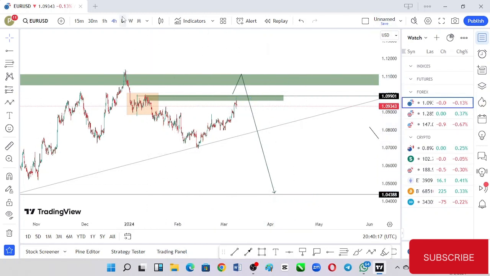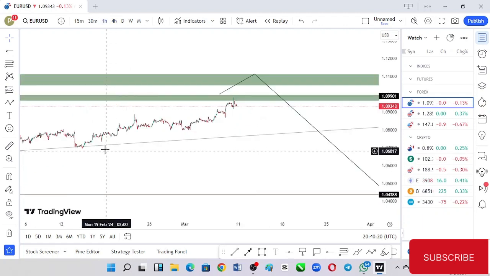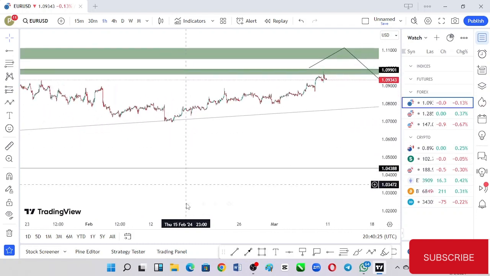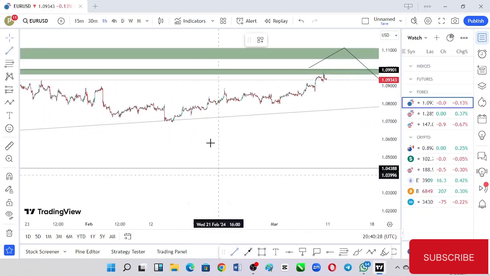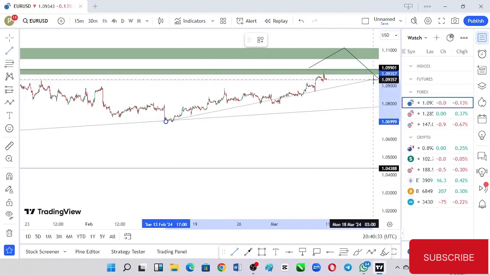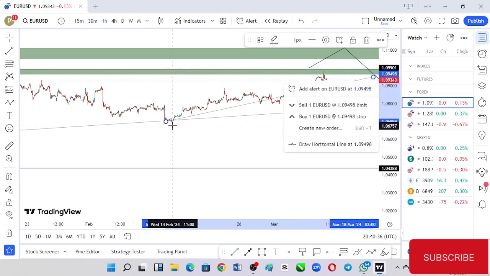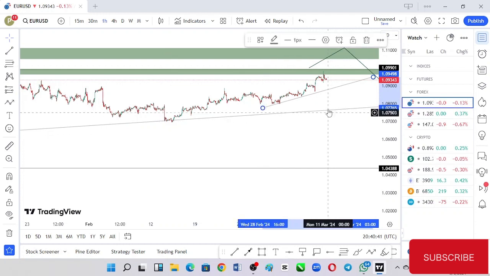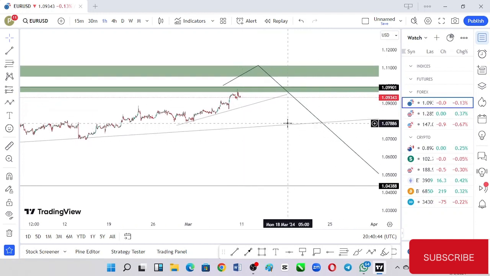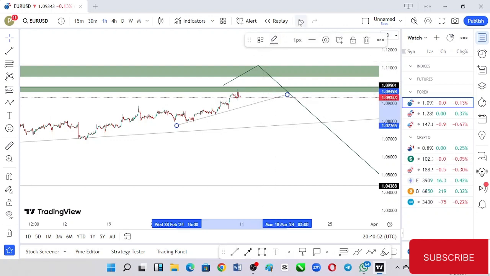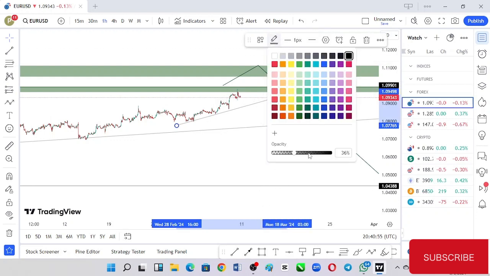Now moving down to the 1 hour time frame for us to check more about it. Let's see if this trend line is going to match what we're looking out for. Let's see from here. Okay, so we've seen so far that price has been respecting this trend line. Okay, price has been respecting this trend line for a couple of times.